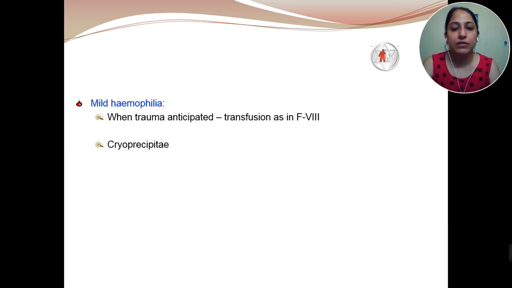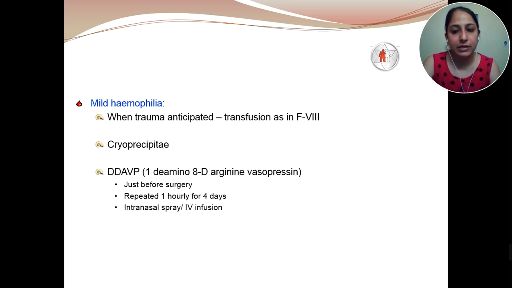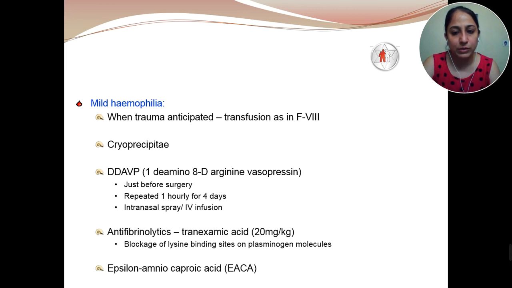Mild hemophilia, when trauma is anticipated, transfusion as in factor VIII. Cryoprecipitates, DDAVP, that is 1-diamino D-arginine vasopressin. It is given just before surgery and repeated 1 hourly for 4 days. Intranasal spray and IV infusion can also be given. Antifibrinolytics, that is tranexamic acid, it blocks the lysine binding sites on plasminogen molecules. And epsilon aminocaproic acid. So these agents can be used in mild hemophilia.